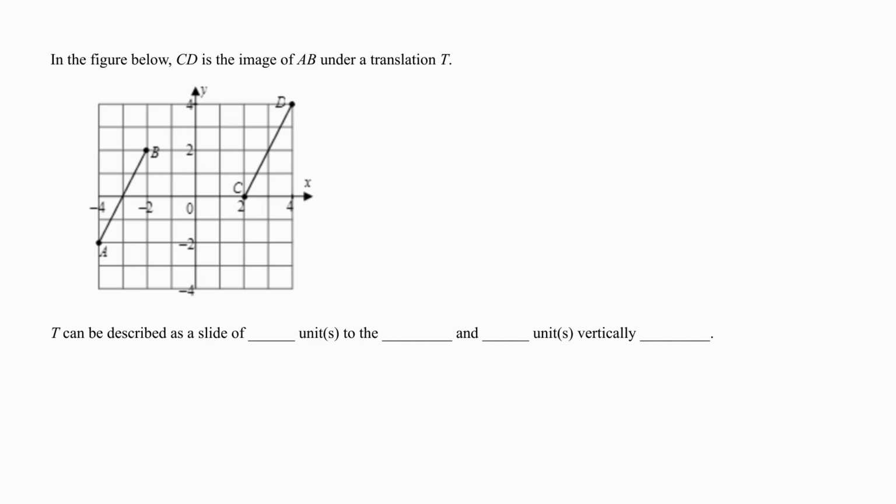Okay, let's take a look at this translation question. Think of a translation as a slide. We aren't turning the shape or flipping it. We are just picking up the line segment AB and sliding it to a new spot on the grid to create segment CD. To figure out exactly how it moved, we just need to pick one point and see how it traveled to its new twin point.